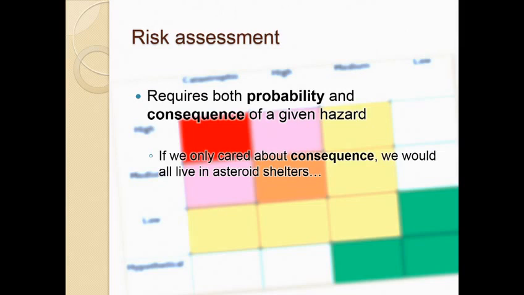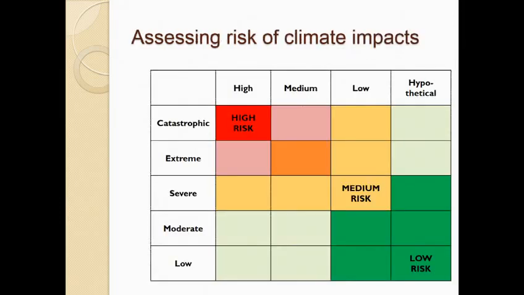Basically, if we only cared about the consequence axis of risk assessment, we would never cross the road. We would all be living in some sort of asteroid shelter because that's the worst possible consequence. Obviously, when we're assessing a risk, we assess not just how bad the potential consequence is, but also the probability of those consequences happening.